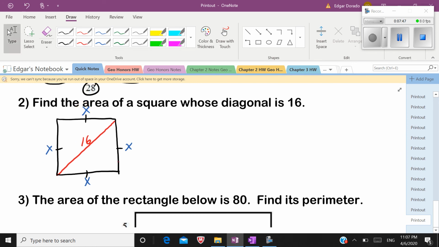So how am I going to do it? Well, what do I know? I know this is a square, so all the angles are right angles. And if you look closely, guys, if you stop for a second and really analyze this problem, this is a right triangle.